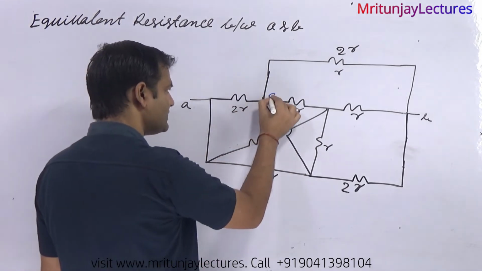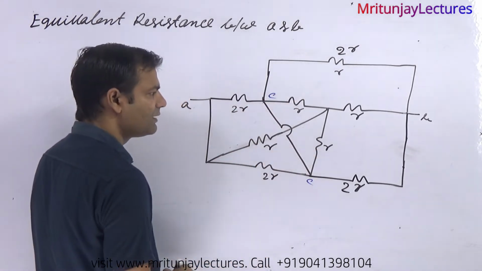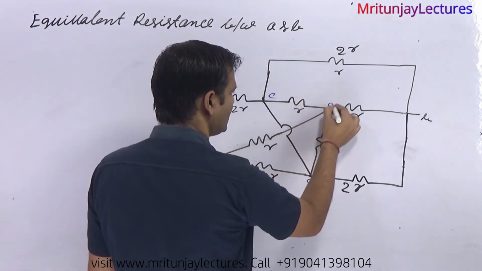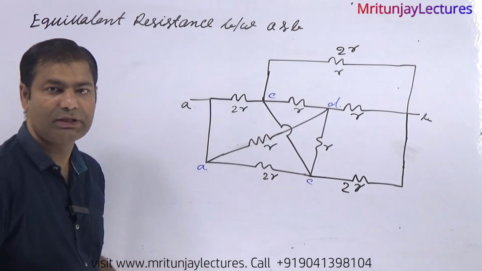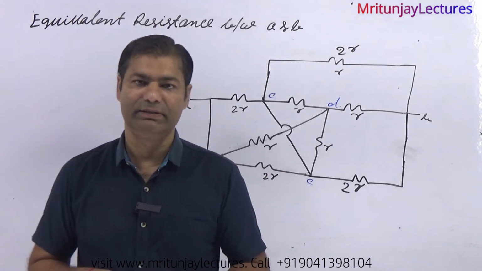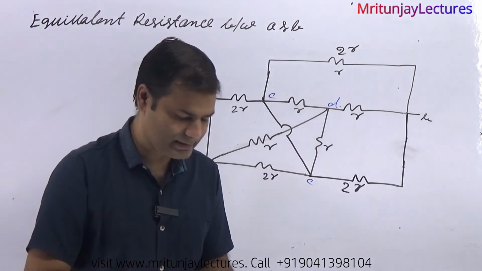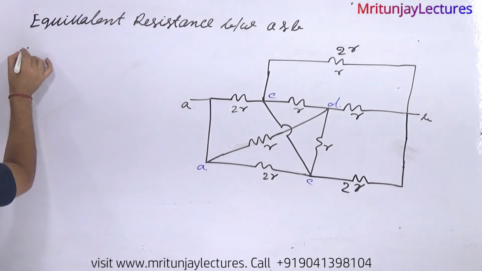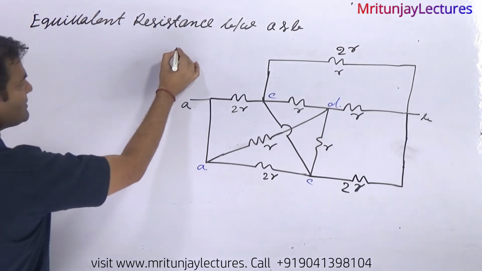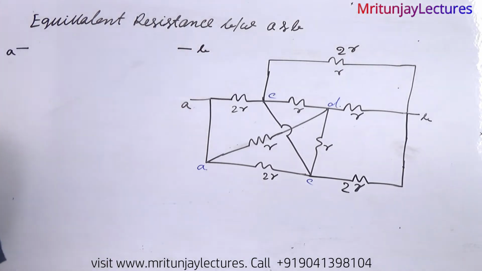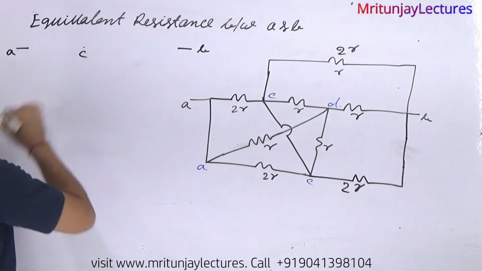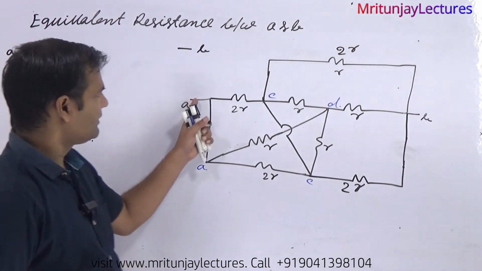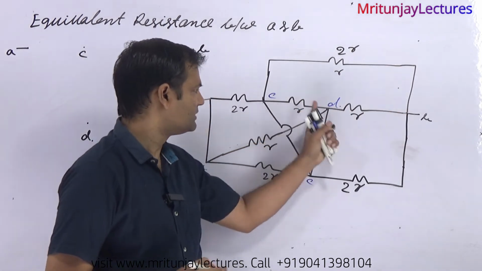So if this point is C, this point is also C. Clear? That is A, this is also A. Now this point is D. After that, redraw the circuit. First of all, make again A, and the last point is B, and this point is C, and this point is D. Clear? A, B, C, D.